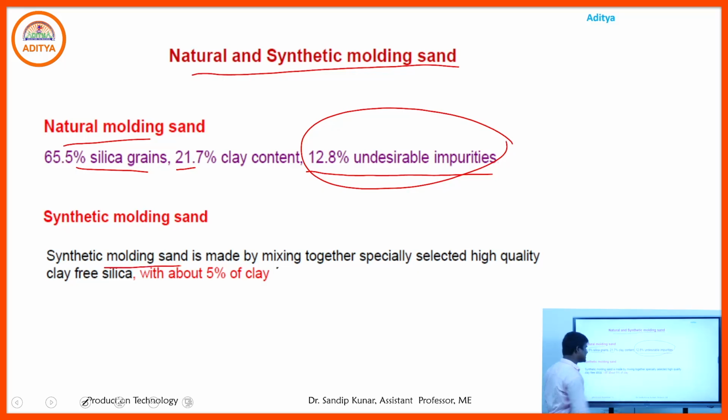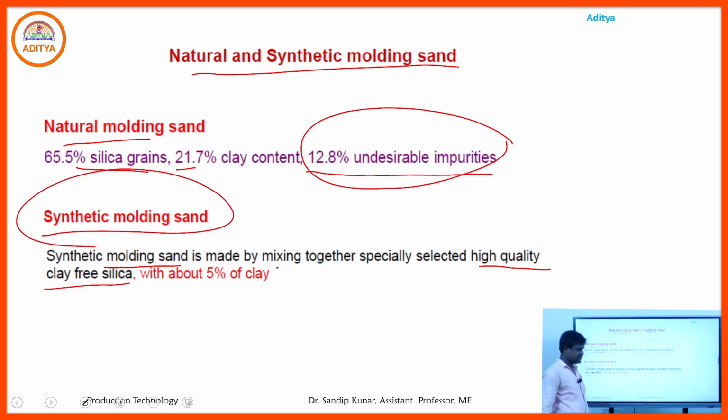Synthetic sand is made by mixing specially selected high quality clay-free silica. Actually, it is produced by using some equipment. We prepare that synthetic sand manually, meaning the sand is a high quality clay-free silica. Near about 5% clay remains there, otherwise no clay is there. Only that particular sand is there, and that is called synthetic molding sand.